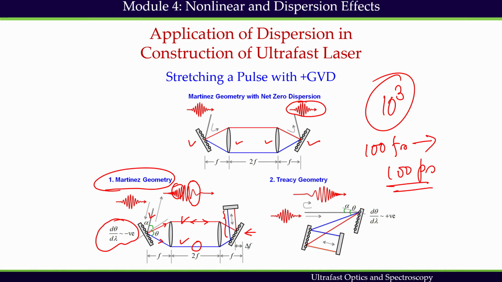No material can induce this kind of factor of 10 to the power 3 of stretching due to the dispersion effect. We have seen that quartz is going to be almost 40 femtosecond square per mm. That's very small.